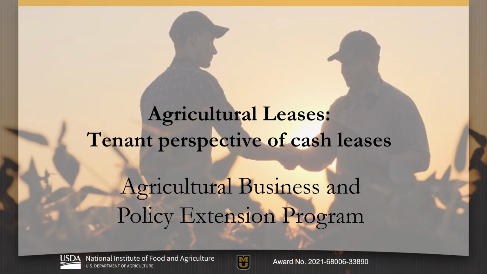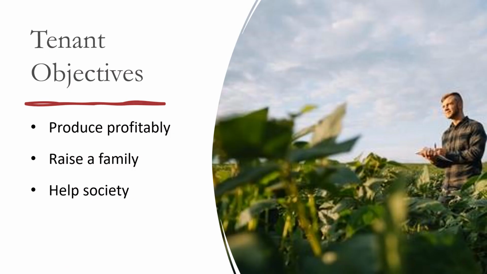This video, created by the University of Missouri Agricultural Business and Policy Extension Program, provides information about how to determine cash rental rates from the perspective of a tenant. Farming tenants want to make a profit from producing agricultural commodities. Tenants may have other objectives, such as raising a family and helping society. To accomplish any of their objectives, their revenue must exceed all their costs, including the cost of renting property.